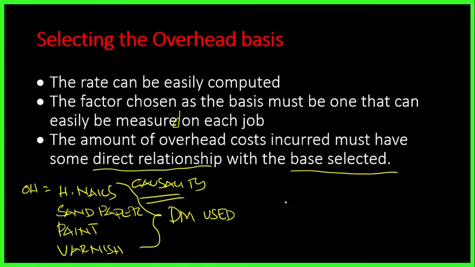For example, we're talking about utilities, especially power consumption. Your power or electricity can be applied using your direct labor hours. Or better yet, if we are capital intensive and we have a lot of equipment, you might as well apply your power consumption using machine hours. That is what causality means. There should be some direct relationship with the base selected.